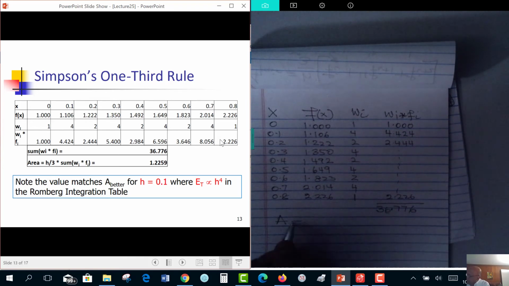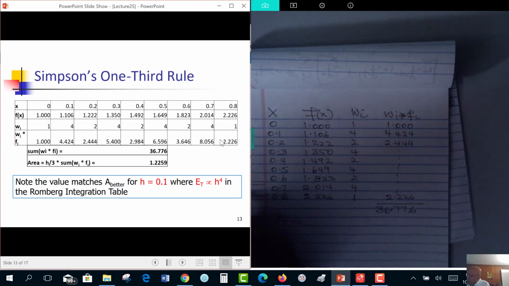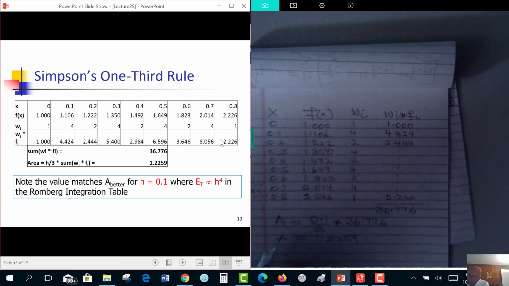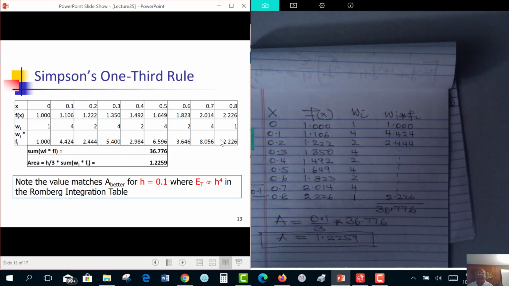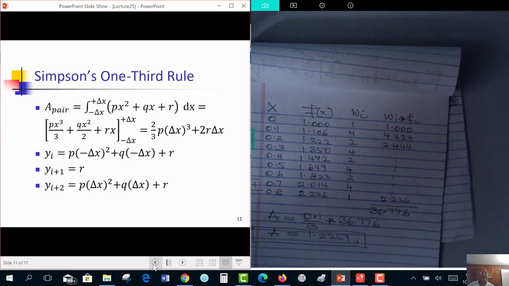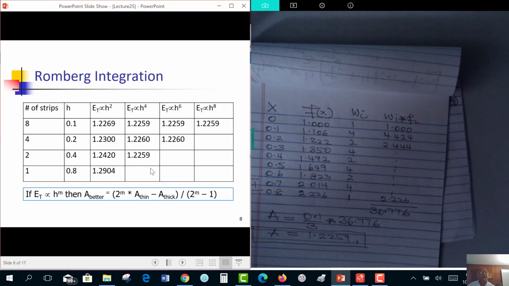So our area is H over 3. Remember, H is 0.1. 0.1 over 3 times this 36.776. So we will get 1.2259. Okay, notice this is the same value that we got in our Romberg integration table. So we got 1.2259 here when truncation error was h to the power 4.